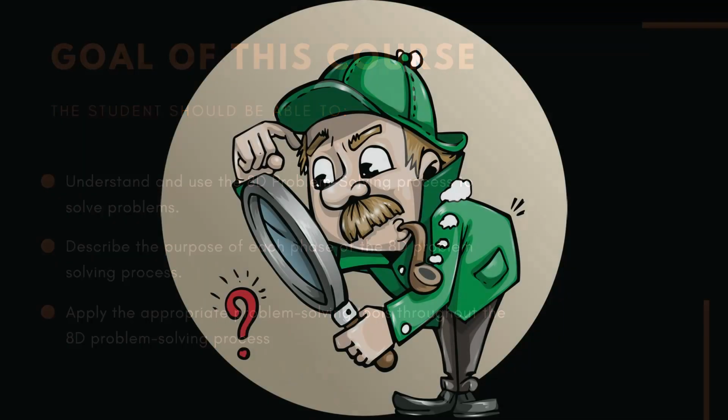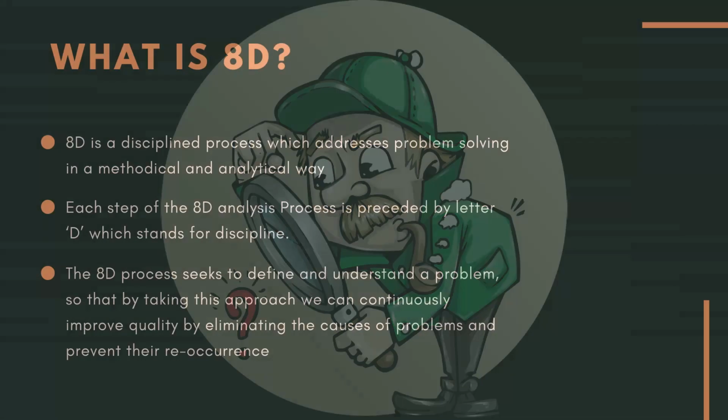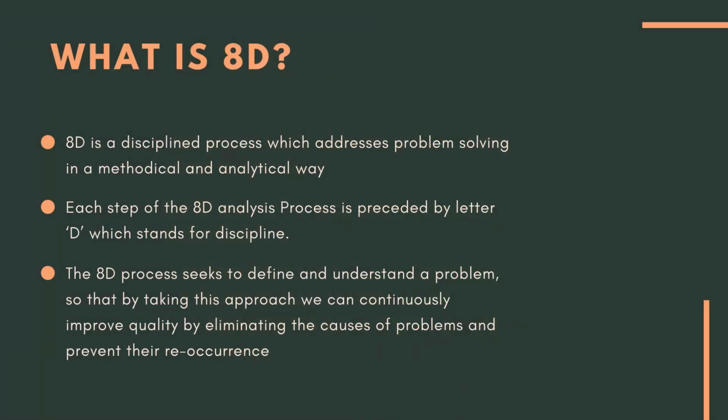Next, what is the 8D? 8D is a disciplined process which addresses problem solving in a methodical and analytical way. Each step of the 8D analysis process is preceded by the letter D, which stands for discipline. The 8D process seeks to define and understand the problem so that by taking this approach, we can continuously improve quality by eliminating the causes of problems and prevent their reoccurrence.